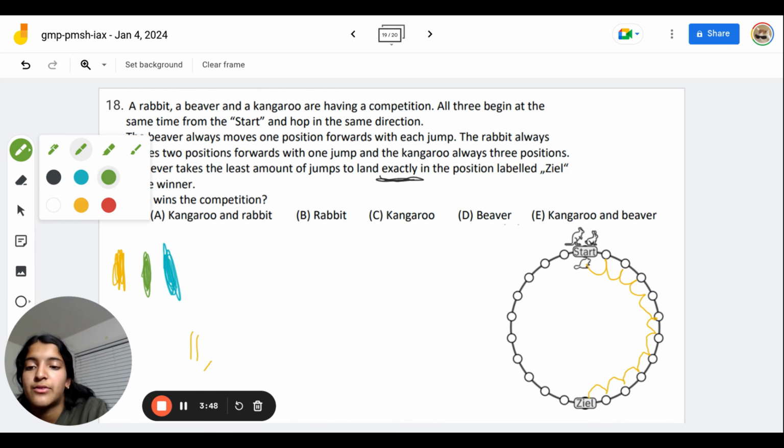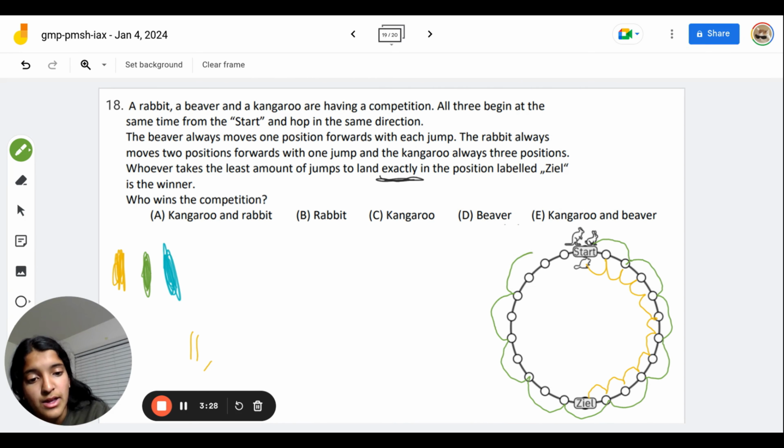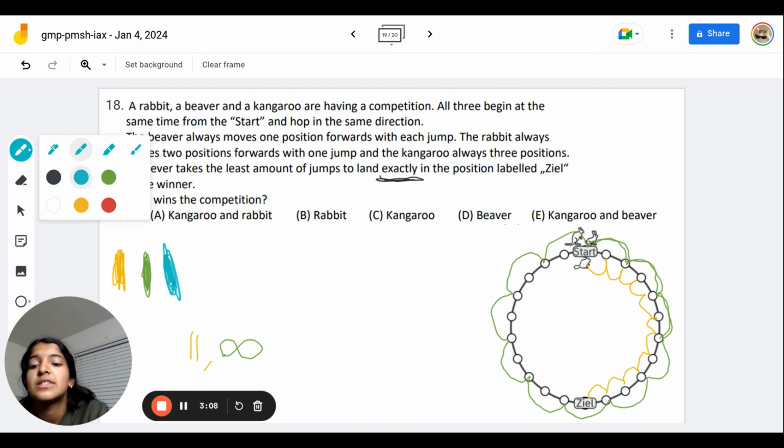And now we're going to try the rabbit. The rabbit always hops twice. So you get 1 and 2. So that's 1 jump, 2 jump, 3 jump, 4 jump, 5 jump, 6, 7, 8, 9, 10, 11, 12, 13, 14. And you can tell that it's never going to land on the zeal. So we can't count the rabbit. So a rabbit would have literally an infinity number of jumps and still not get there.